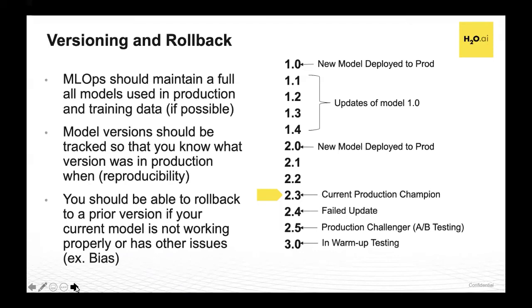And as I pointed out here, it may not be trouble. It may not be a performance problem. It may be that I realize that in the 2.0 version, we introduced some bias that we didn't know about. I actually need to roll back to 1.4, because that's the last version of the model where I believe the bias wasn't included. Okay, that's why I need a version system and version history like that.